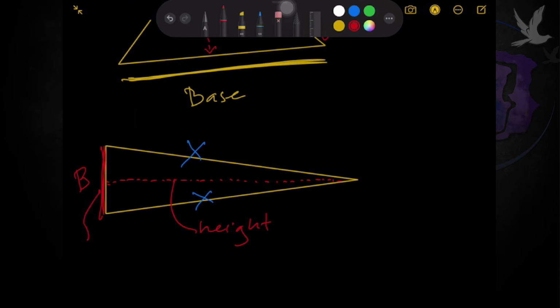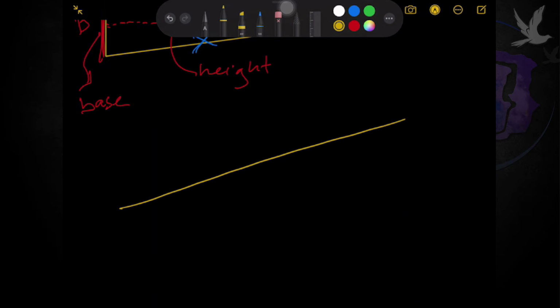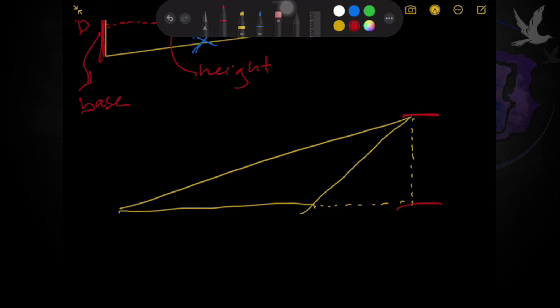Okay? That is your base. Again, the sides there, these are not your height. Just to let you know, some triangles can also be drawn this way, in which it shows at some point your height as well.